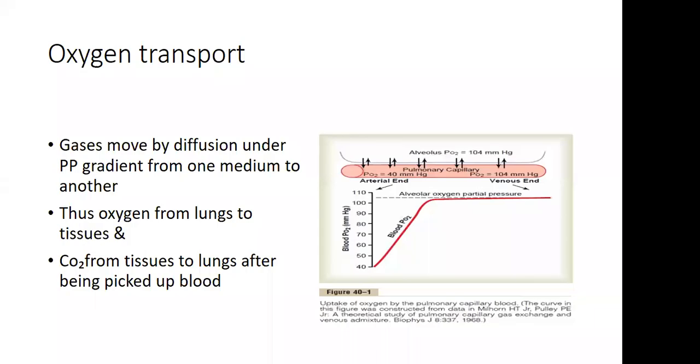The total slide. I told you that gases move by diffusion under a partial pressure gradient. Whenever there is a difference between the partial pressures, from the higher pressure area the gas will diffuse out into the low pressure area. Since at the alveolar level in the lungs oxygen is more, because it's fresh air having more pure oxygen, oxygen is more in the alveolar area and has a much higher partial pressure as compared to the blood.